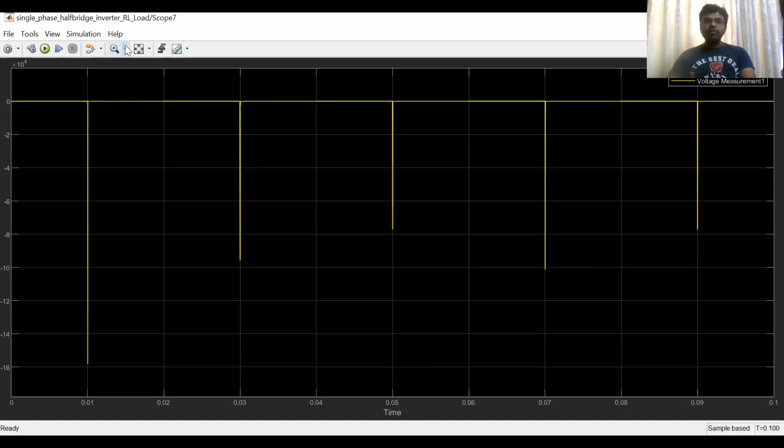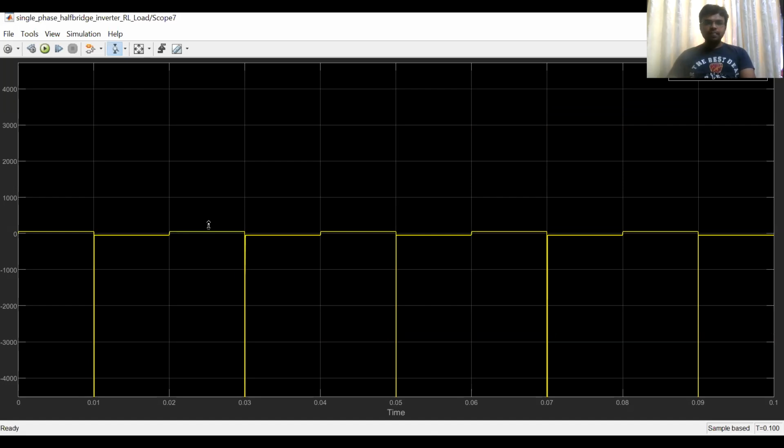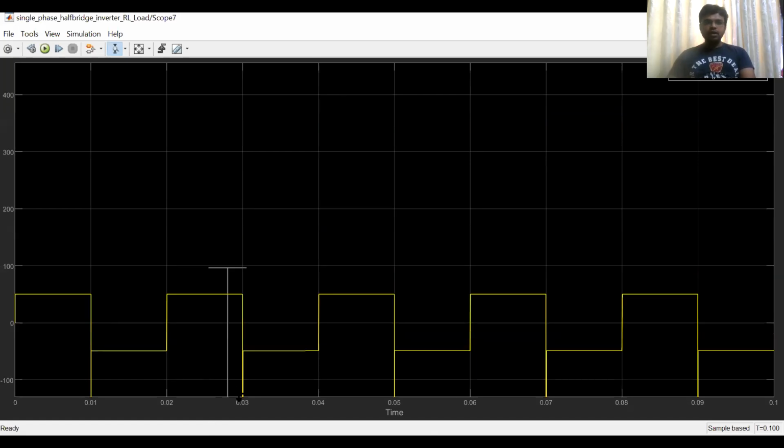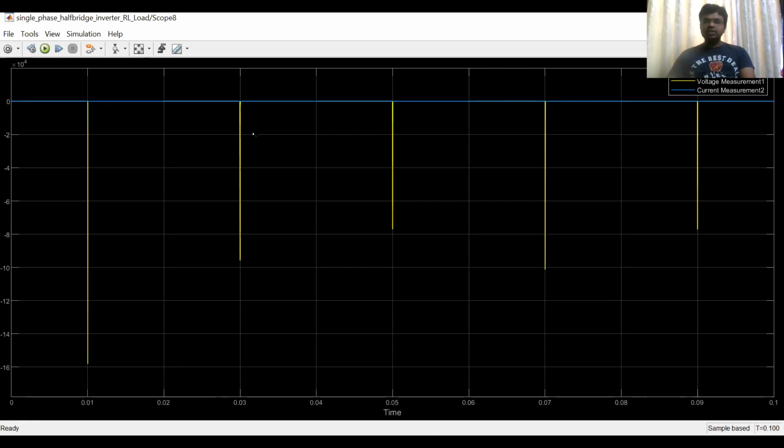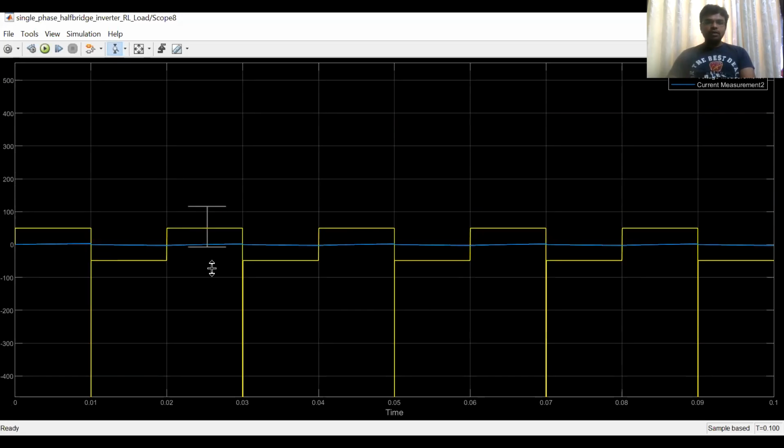Now I will show the output waveform clearly. See this. This is your output voltage. We are getting the output voltage. For the positive half cycle, you are not getting any high voltage spike, but in the negative half cycle, I am getting a high voltage spike. If you look at the current waveform, you can see this waveform. So both voltage and currents are available here.